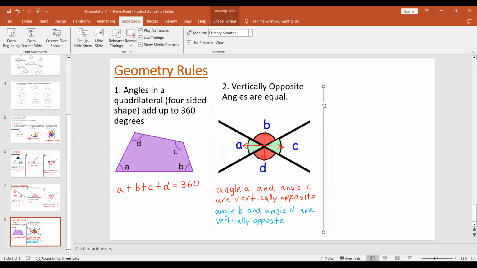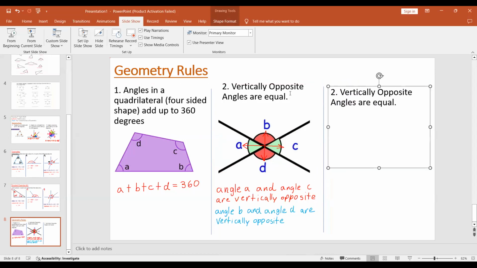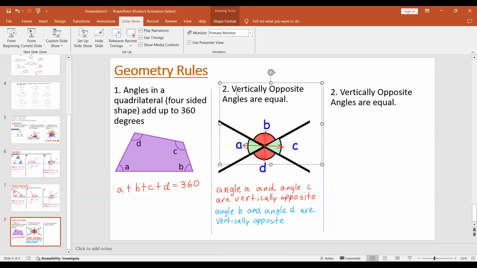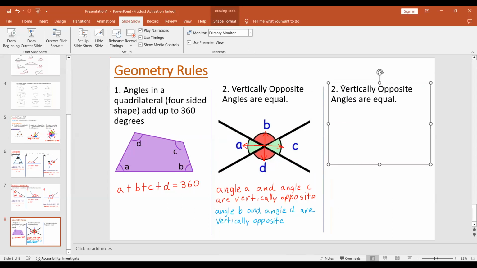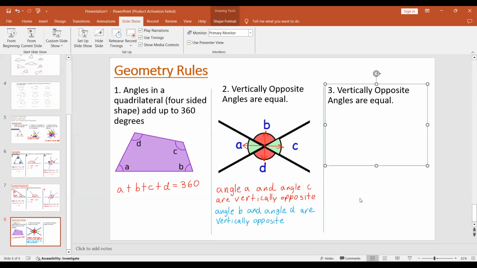The next rule tells us that alternate angles are equal.